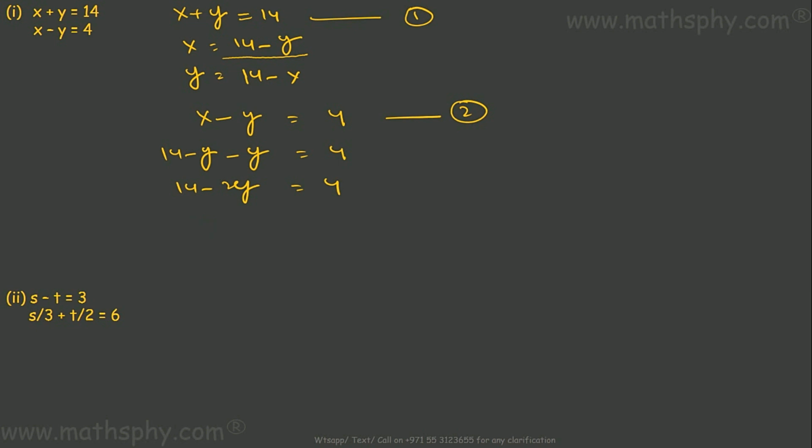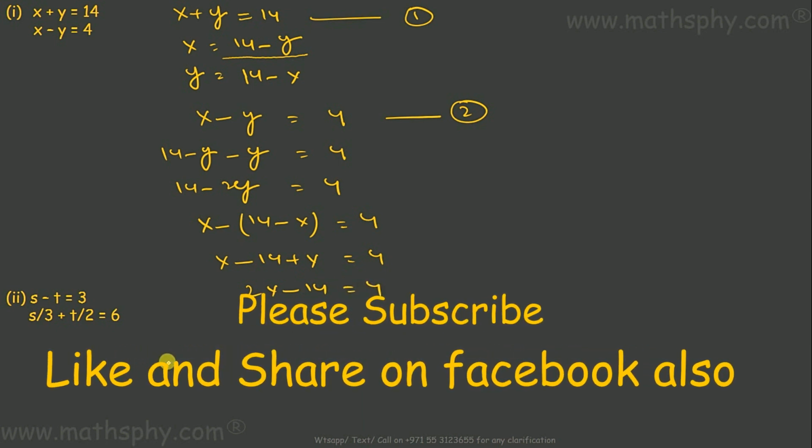Same thing. In this equation itself, I can replace the value for y. y is equal to 14 minus x. So x minus 14 minus x equals 4. So x minus 14 plus x is equal to 4. 2x minus 14 equals 4.